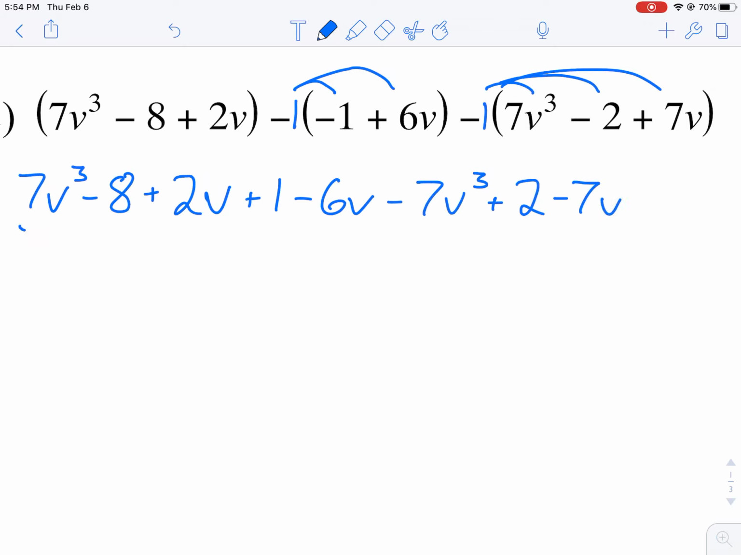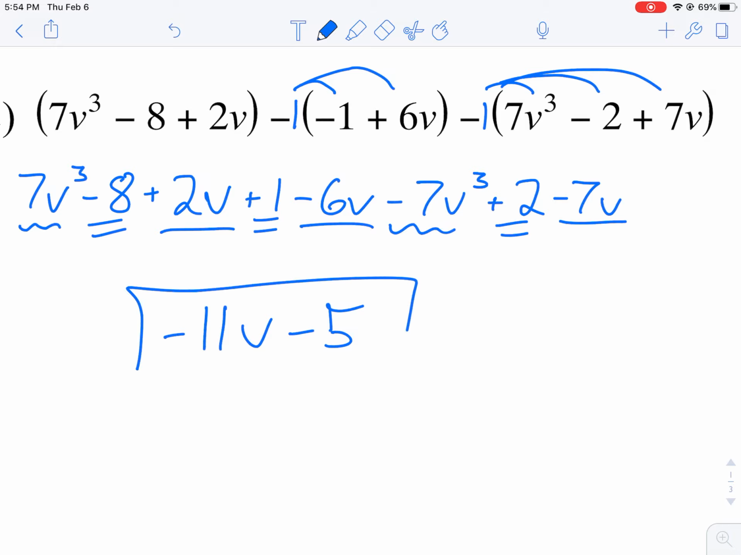Now notice here, I've got a v to the third and a negative v to the third, so those actually cancel out because 7 plus negative 7 is 0. Then I've got this 2v with this negative 7v, that gives me negative 5v. Oops, almost missed the negative 6v here, so that's actually a negative 11v. And then I've got negative 8 plus 1 plus 2 gives me negative 5.